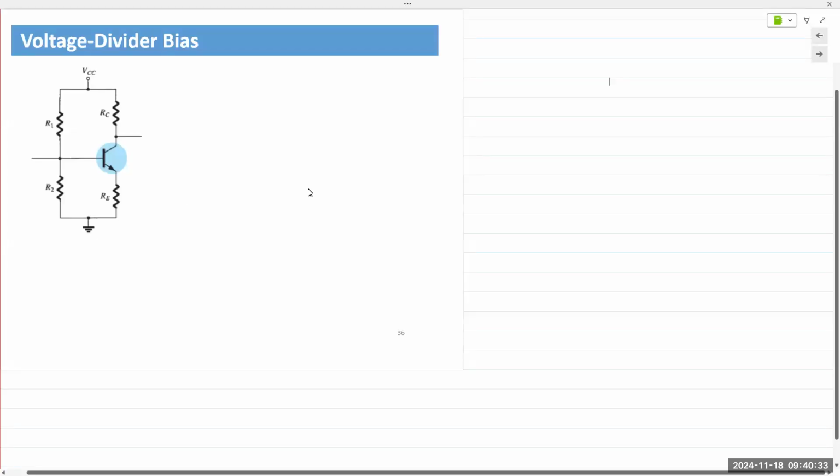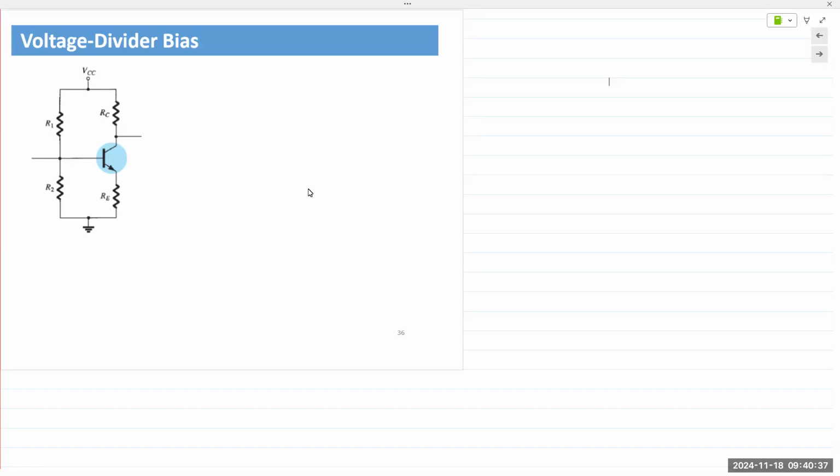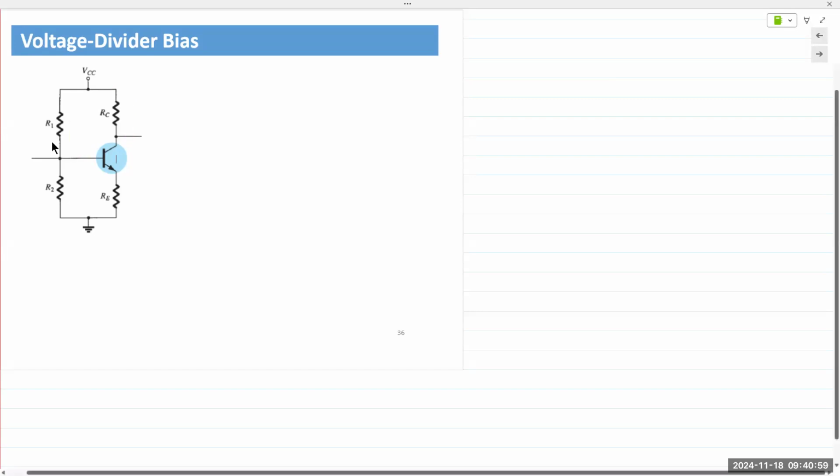So first up is the voltage divider bias. The reason we choose voltage divider bias, and the reason why it's one of the most popular ones, is that we can bias both the base and the collector with one single supply. We don't need two separate power supplies. One single supply is sufficient to bias both base and the collector, meaning the input and the output.